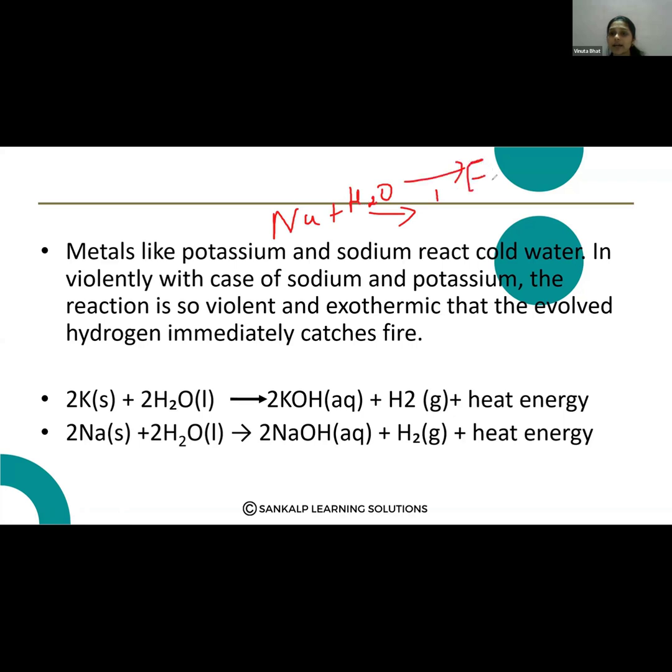What is the meaning of exothermic reaction? Can you write the meaning of exothermic reaction? What happens in the exothermic reaction? Anybody? Yes. What happens in the exothermic reaction?